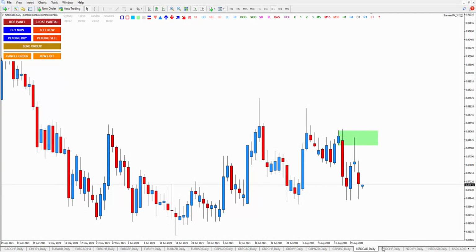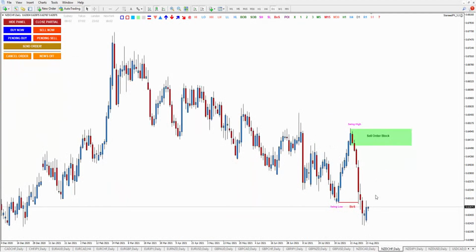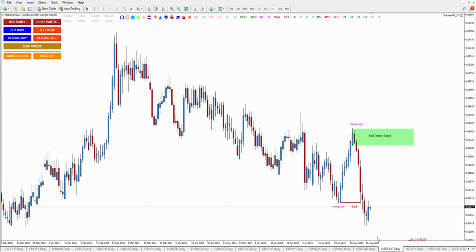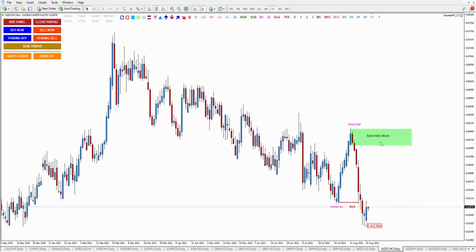Now, I don't know how many candles it will take for this pair, New Zealand Swiss franc, to get to the sell order block. Well, maybe 1 to 50, I don't know. But still trade safely, okay? Because this is a counter trend. Later on, when the price reaches the sell order block, you will start selling from here, and this is your take profit target, okay? As for now, if you buy, this order block is your take profit target.